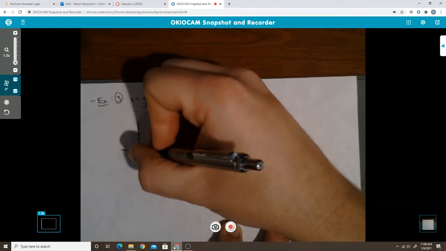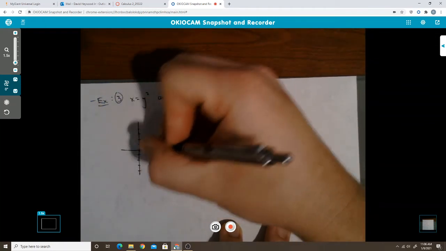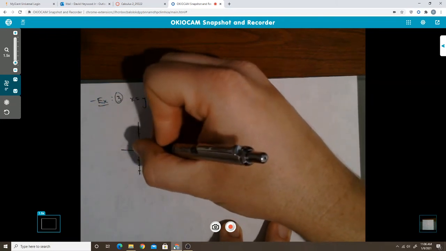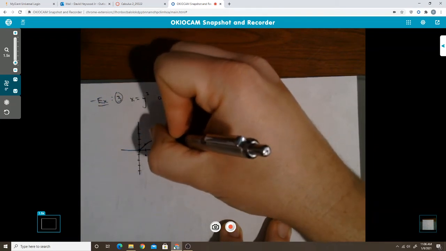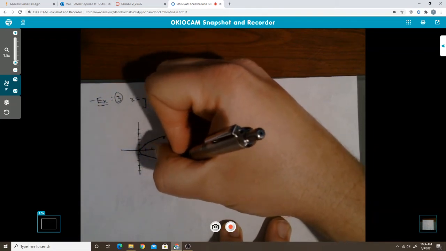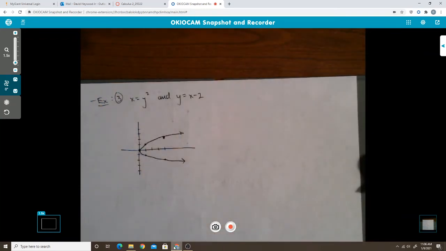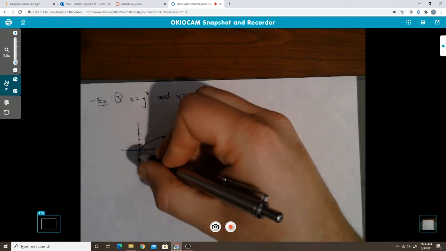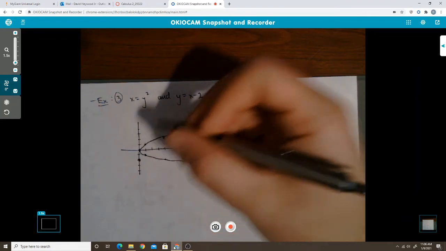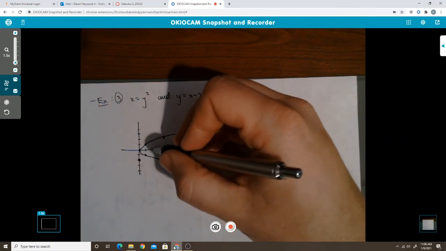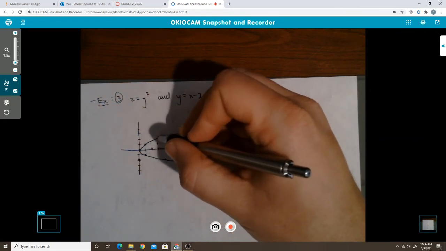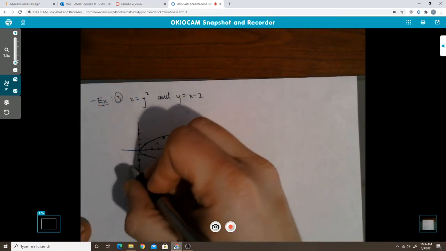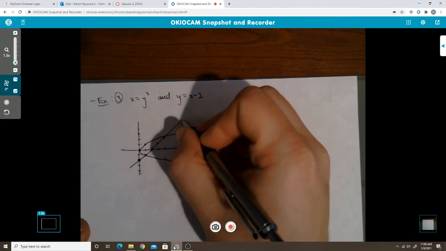Okay, so x equals y squared is going to look kind of like this. And then y equals x minus 2. We're going to start here. We're going to go up 1, over 1. Oh, so we cross pretty suddenly. Up 1, over 1, up 1, over 1, up 1, over 1. We cross right there again. So y equals x minus 2 looks something like that.